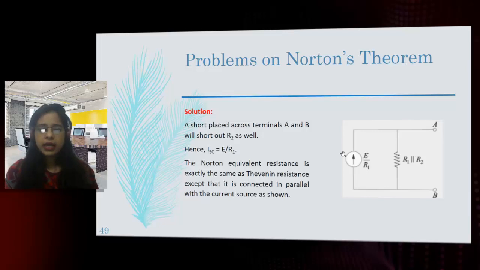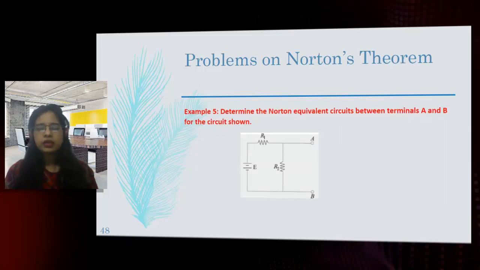Now the current flowing here will be named ISC, that is the short circuit current, and this resistance will be Rn, that is Norton's resistance, or you can say Thevenin's resistance also. Now how to find ISC? Your next work will be to find ISC. How to find ISC?